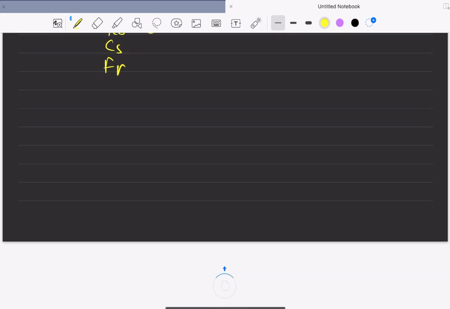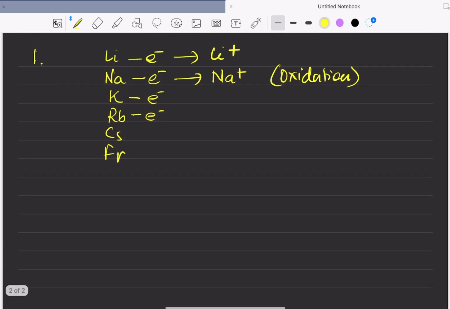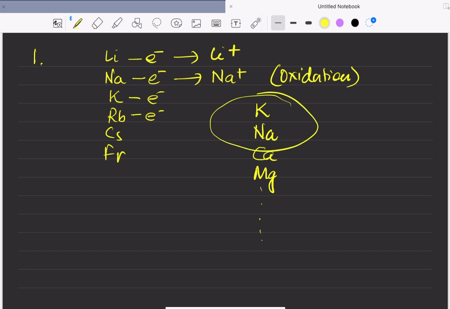Didn't we discuss this last time? We did. When we planned the extraction of metals, we placed metals according to their reactivity as per the metal reactivity series. Potassium is at the top of the series, then sodium, then calcium, then magnesium, and so on downward. Potassium and sodium are at the top because they lose electrons, easily get oxidized and act as strong reducing agents.